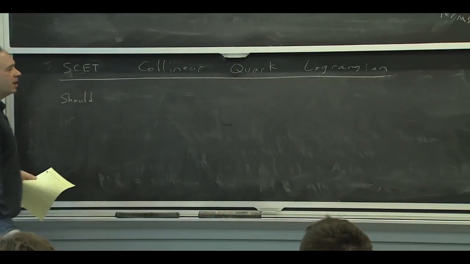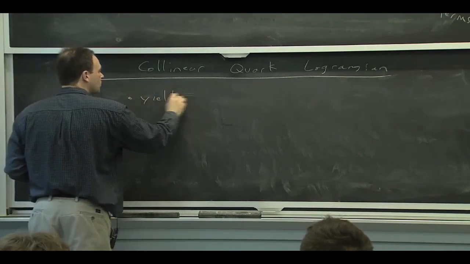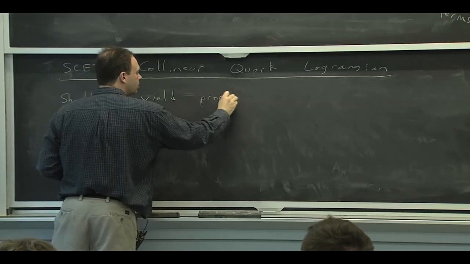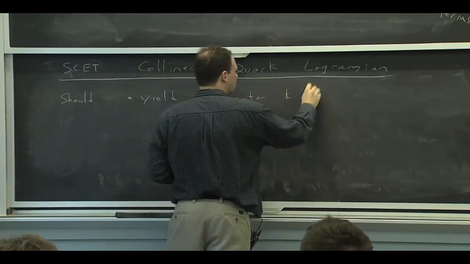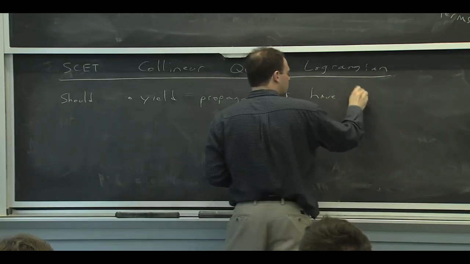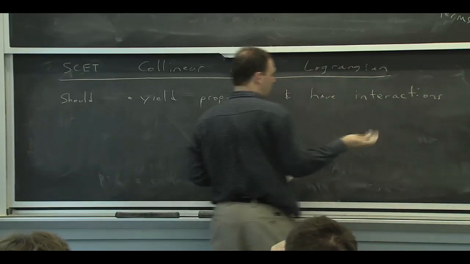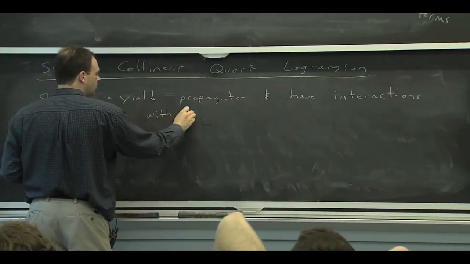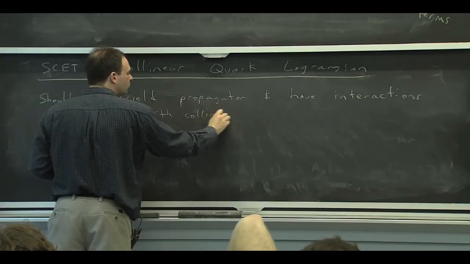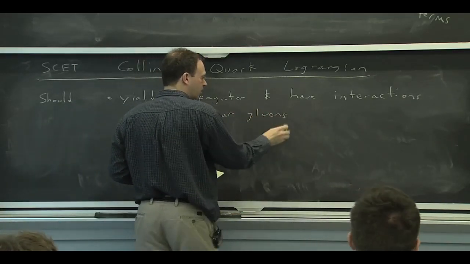OK, so what do we demand of this Lagrangian? It should yield the propagator, of course, and also interactions. It has interactions both within this effective theory. It has interactions both with collinear gluons, from that diagram over there, and with ultrasoft gluons.